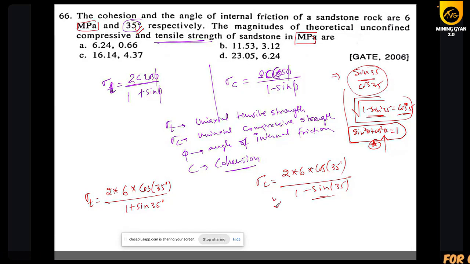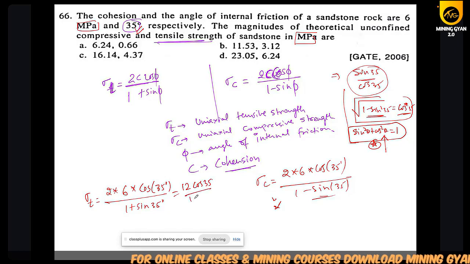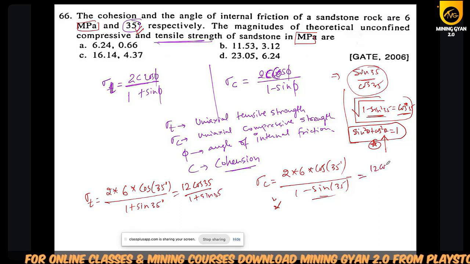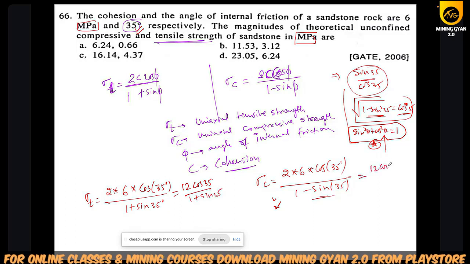Should you use a calculator and find this value, or should I calculate it? I will give you the answer. If you put in all the values, it will become 12 cos 35 divided by 1 plus sin 35, and 12 cos 35 divided by 1 minus sin 35. You can put this value in the calculator. In the GATE examination, they provide us the calculator, so it will be easy.